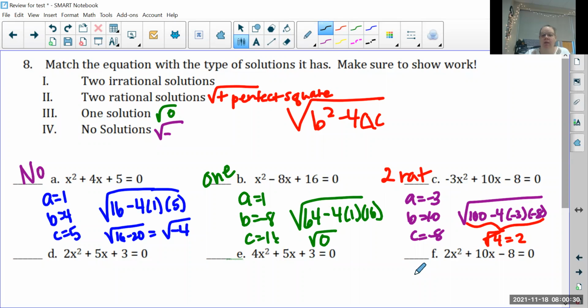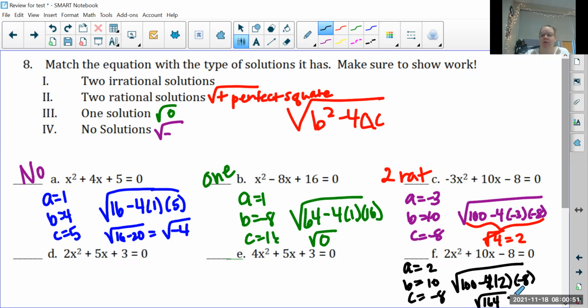All right, and because we did this in class, I'm going to skip down to this one because this is the fourth answer. So we did 2, 10, and negative 8. So I'm going to plug this in. I get 100 minus 4 times A, which is 2, times negative 8. When I evaluate this all, I get the square root of 164.